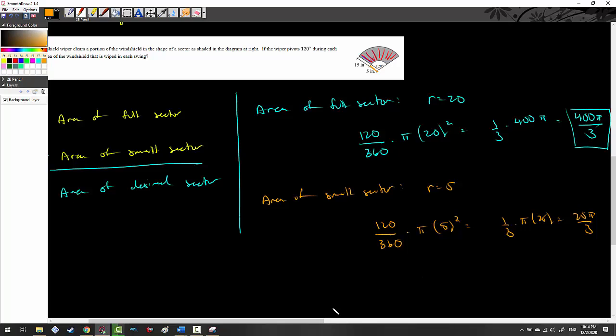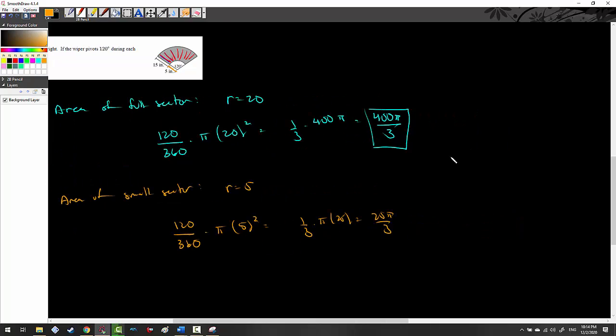So again, remember, area of the full sector minus area of the small sector, so that's going to be 400 pi over 3 minus 25 pi over 3. The denominator is already common, so I'm good. 375 pi over 3, which if I wanted to calculate it out, that would be 392.7 inches squared.